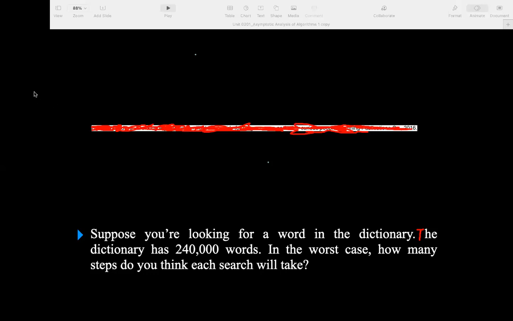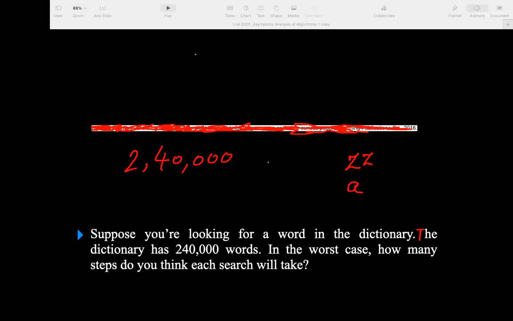So the question is, if we have a dictionary with 2,40,000 words, and suppose we are trying to find a word, if this word exists, right? This is going to be the worst case, and the best case is going to be A.